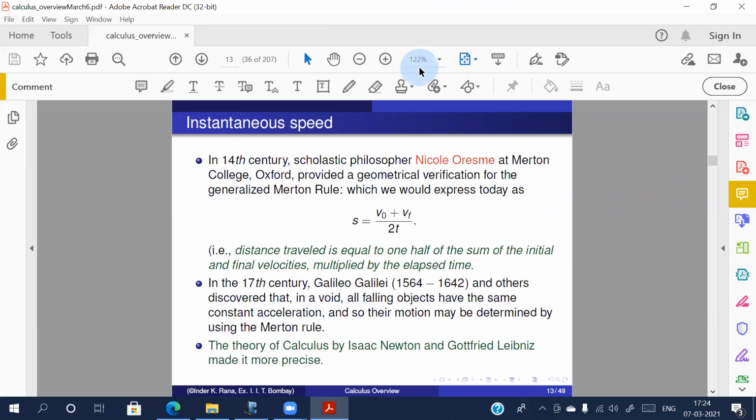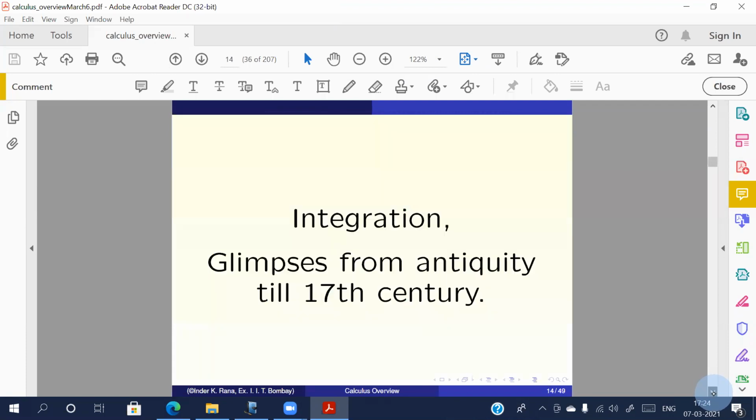All right. So these were the two problems historically. One was the idea of a tangent, and the other, the idea of instantaneous speed, occupied a lot of mathematicians. And finally, we come to the work of Newton and Leibniz. We will describe that a bit later. Let us look for the time being at the integration part.